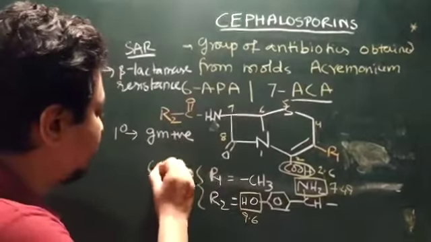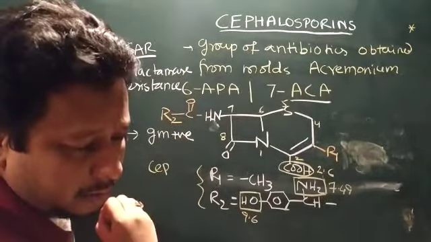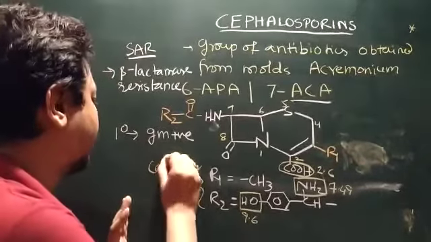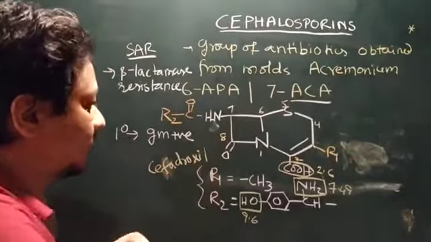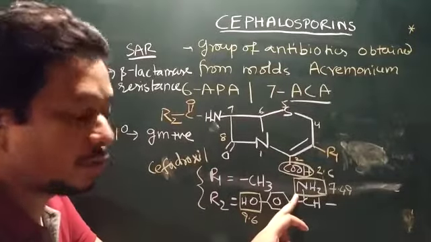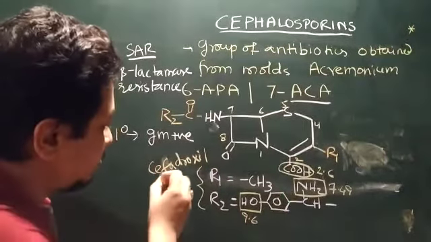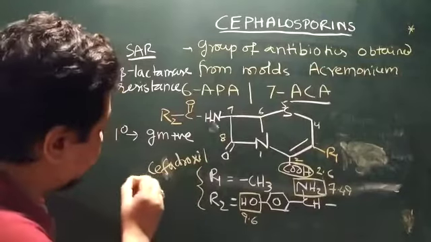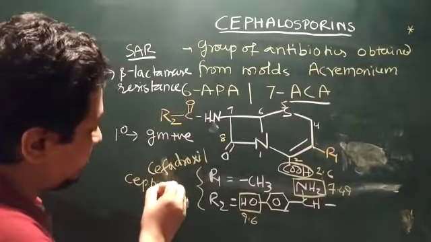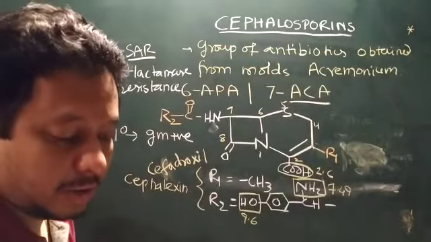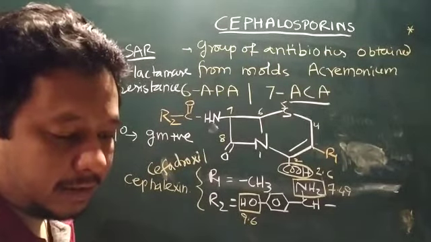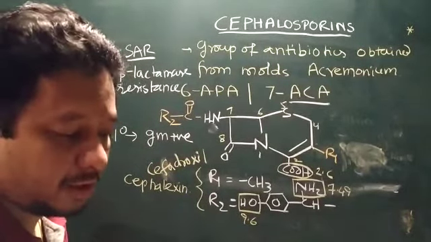Similarly in cephalosporin, these same structures are present in the drug known as cefadroxil. If you remove this NH2 group, at that time it's known as cephalexin. So this is the only difference. So these are orally active cephalosporins, first generation.